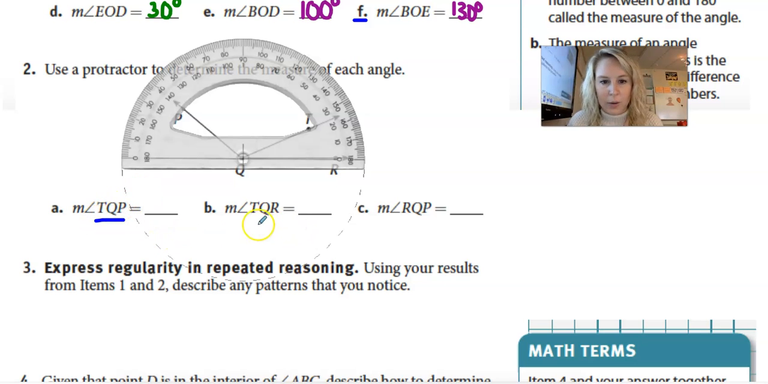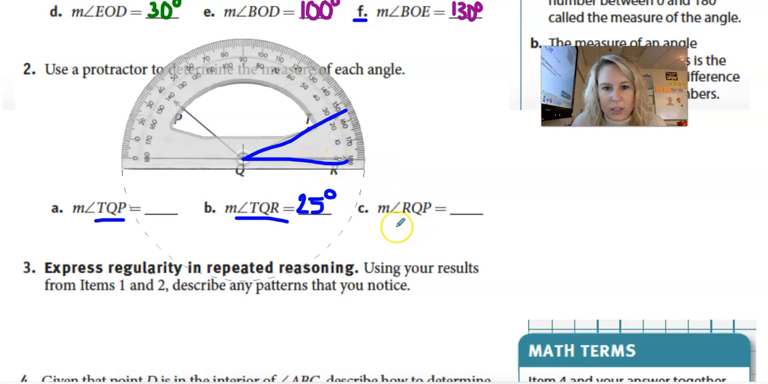I'm not going to do that one yet. I want to do TQR. So TQR would be this angle here and this angle here. You have to kind of extend it to see what it hits, and it looks like it hits at 25 because it's in between the 30 and the 20. So we'll say that angle is 25 degrees.